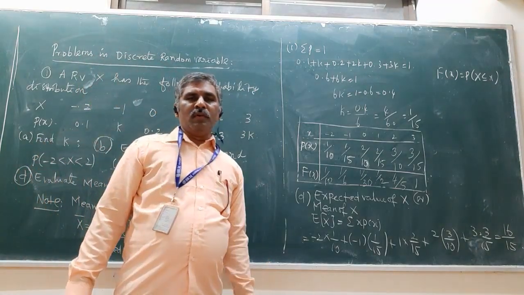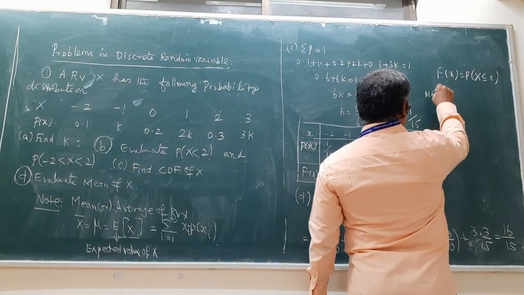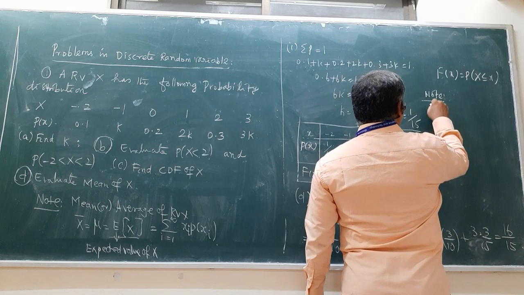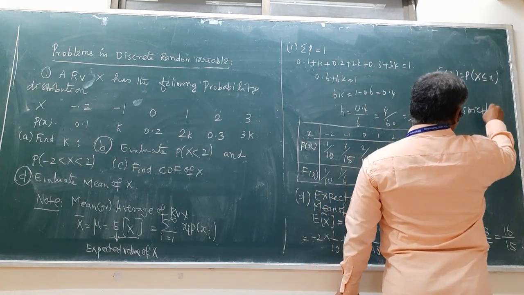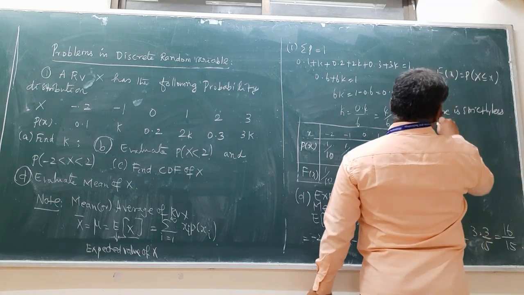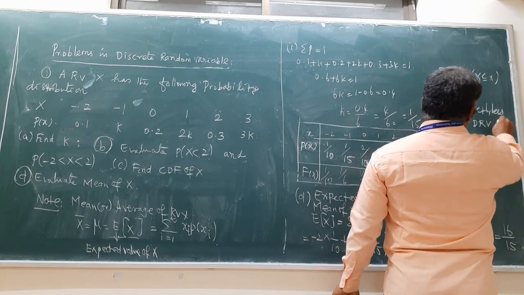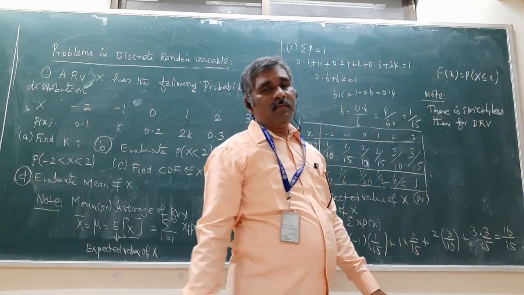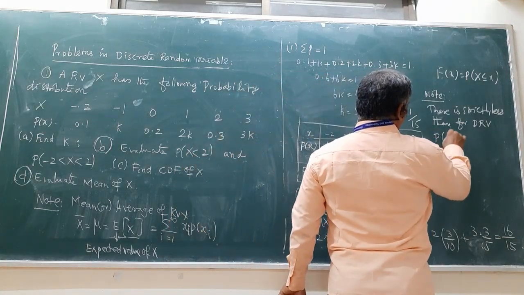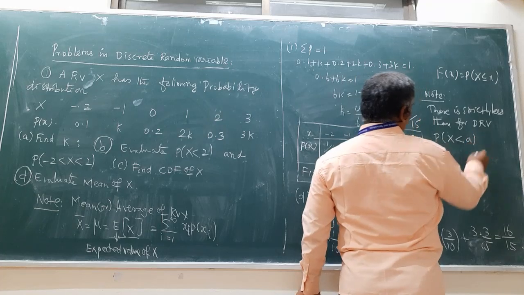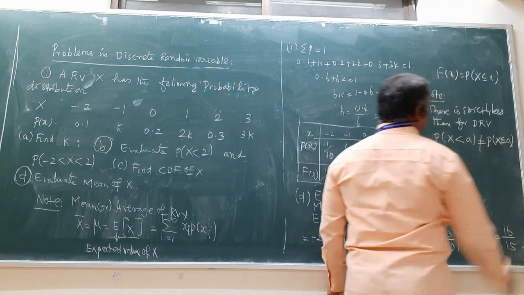I want to give one more note on the discrete random variable. There is a strictly less than case for the discrete random variable. What is called strictly less than? Probability of x less than a is not equal to probability of x less than or equal to a.